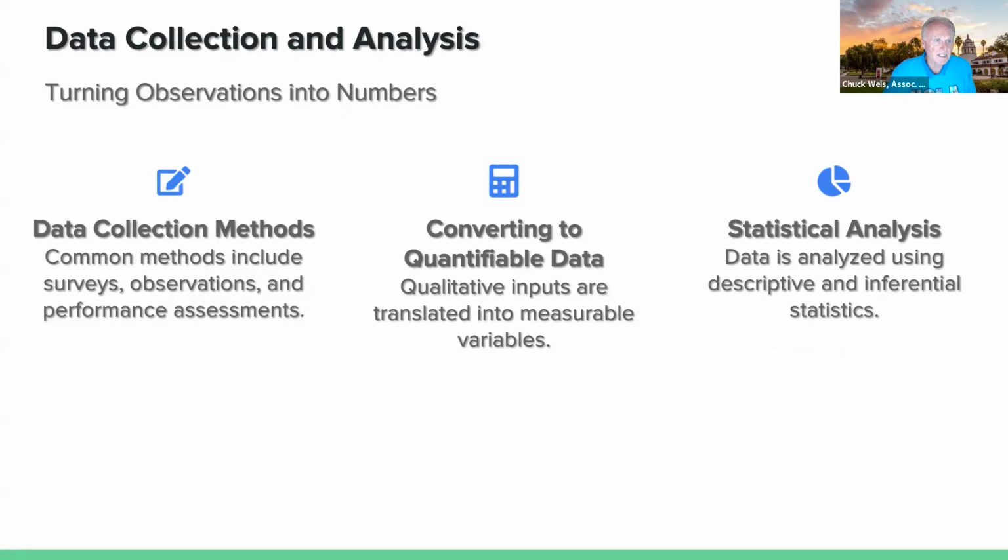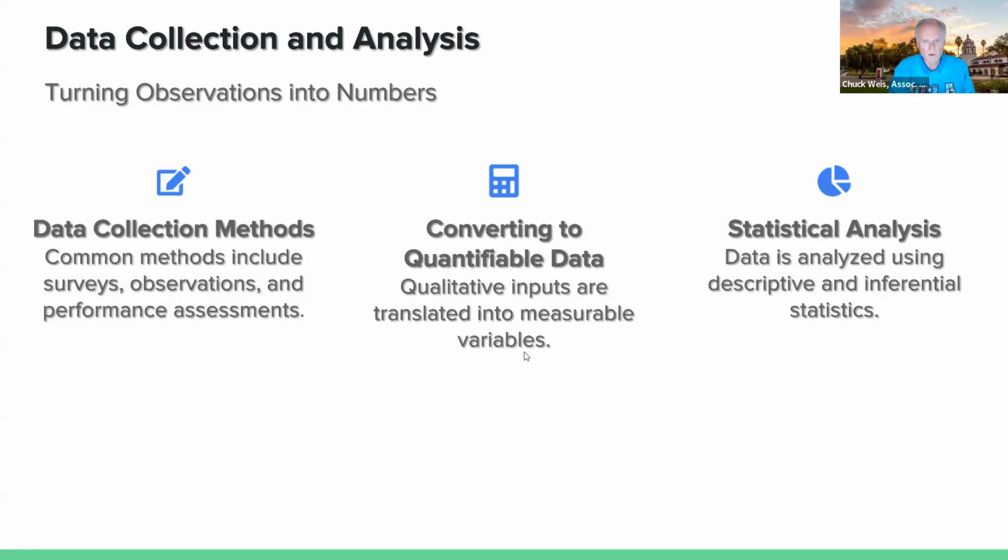Data collection and analysis, it's turning observations into numbers. So the first thing is on data collection. The common methods include surveys, observations, and performance assessment, any of which can be converted to numbers and then analyzed numerically. So converting them is basically sometimes losing information compared to qualitative data. It's translating them into measurable variables.